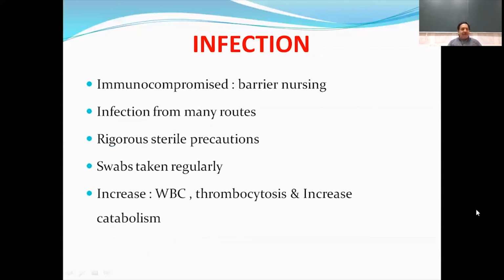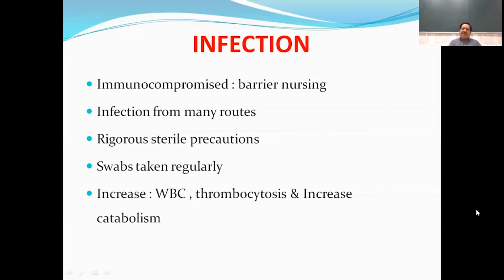Infection. Now, how is a burns patient susceptible to infection? The first and foremost is they are immunocompromised. We have already seen in large burns, immunity is compromised. Second, the skin barrier is lost. So there is a large portal of entry to opportunistic, pathogenic microbes, bacteria, fungi, because there is no defense.